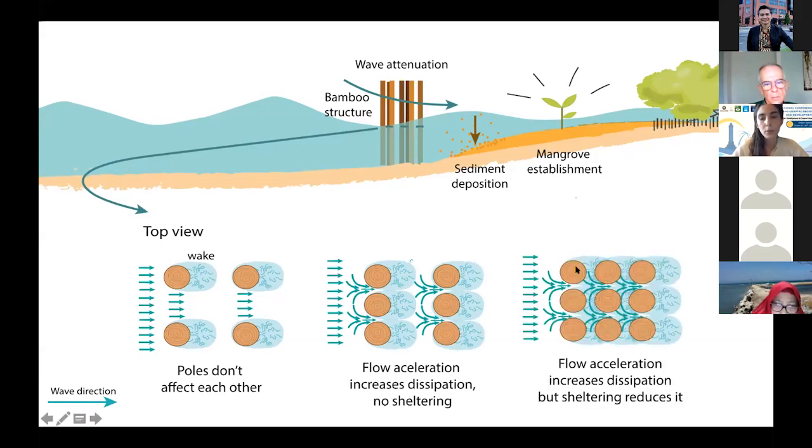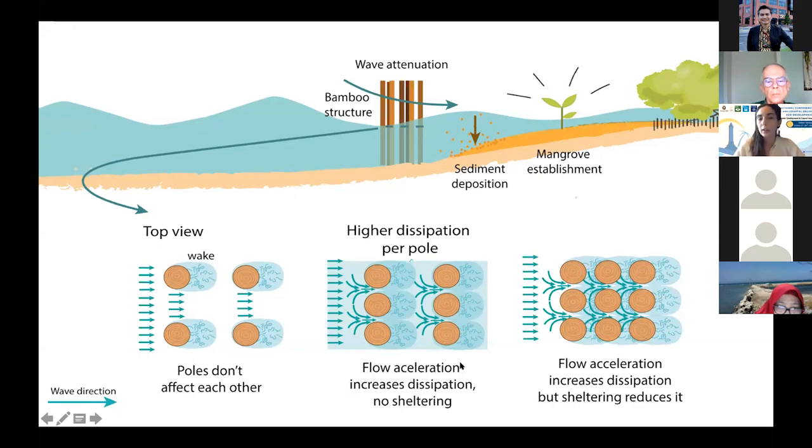But then if you put these rows really close to each other, upstream rows shelter downstream rows, which means that this reduces the dissipation of the elements placed behind them. So this is basically a less efficient design in terms of saving material costs. So the conclusion was that you can get higher dissipation per pole using the configuration with the dense rows.